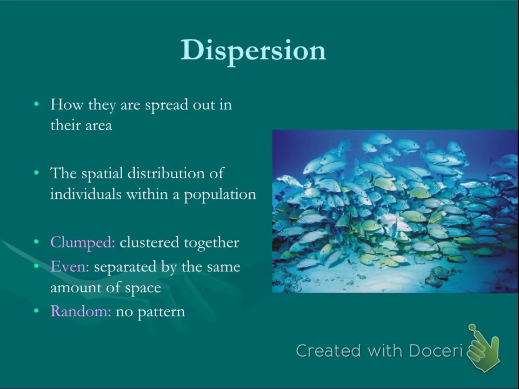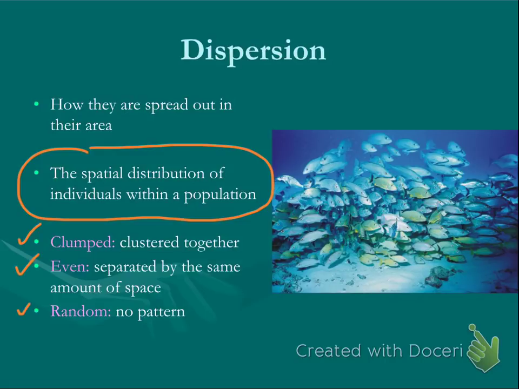Well, if we're thinking about how densely populated they are, we might want to also think about their dispersion pattern, or how they're spread out in their area. So dispersion is the spatial distribution of individuals within a population, how close together they are. There are three basic dispersion patterns that we'll talk about: clumped, even, and random. Let's talk about clumped first.